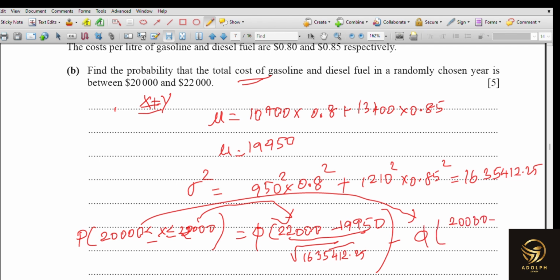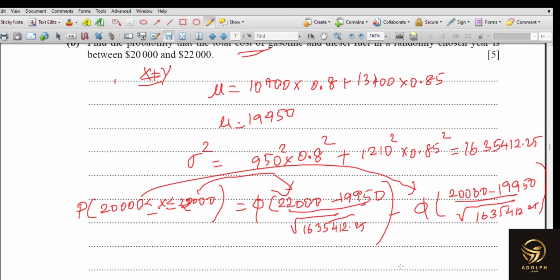20,000 minus 19,950 by root of 1635412.25. If you see, you can feel that we are just repeating the work, or we are just applying it in the form of this formula. We are actually using it from maybe the second problem onwards, third problem onwards. So it's quite simple, the regular work we have to do.